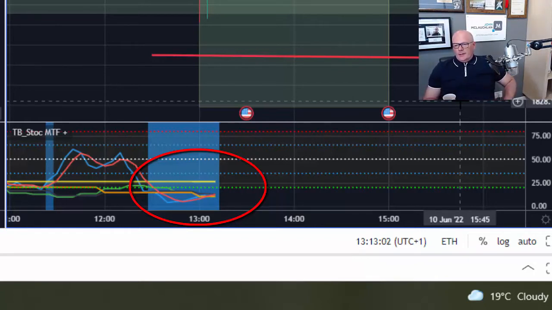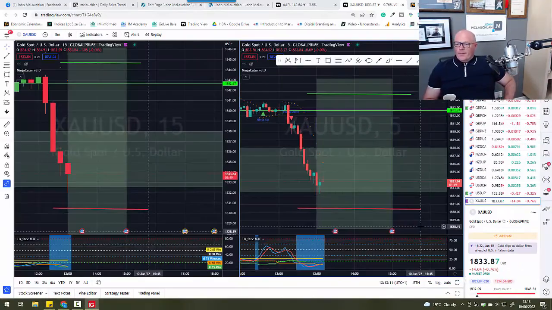So again, it's always a good idea to take these probabilities, but don't take them as read. Don't take them as, okay, this is definitely going to happen. You should never define anything within trading. It's always a possibility and a potential.